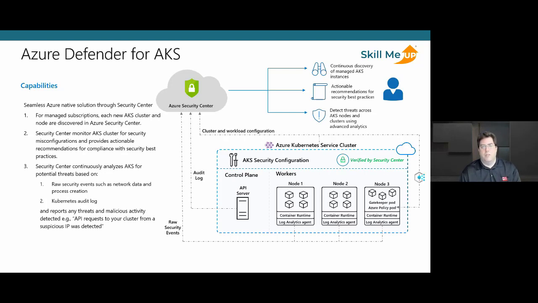And then it's also reviewing the Kubernetes audit log to report any threats and malicious activity that's detected, such as an API request to the cluster from a suspicious IP. And it looks through all of these audit logs. If you look at the diagram, we have our control plane, we have all of our nodes here, and we have all of these events that might be taking place that are all feeding through Log Analytics and feeding up to Azure Security Center to continuously discover any additional managed instances.